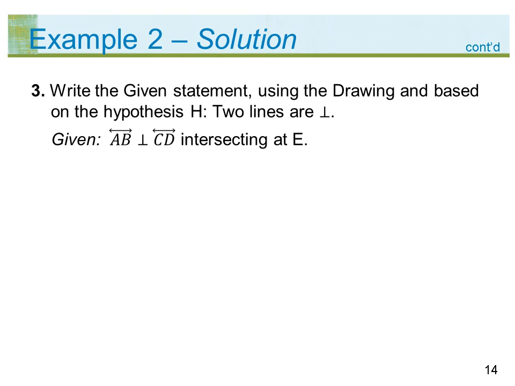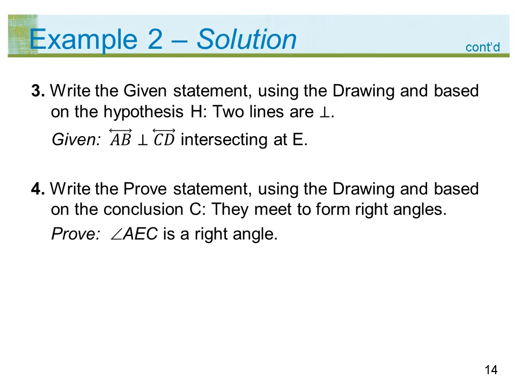Write the given statement, using the drawing and based on the hypothesis H. Two lines are perpendicular. Given: line AB is perpendicular to line CD, intersecting at point E. Number 4. Write the prove statement, using the drawing and based on the conclusion C. They meet to form right angles.